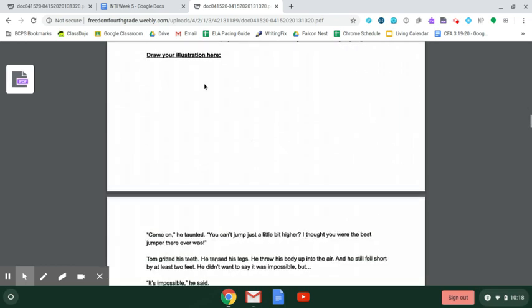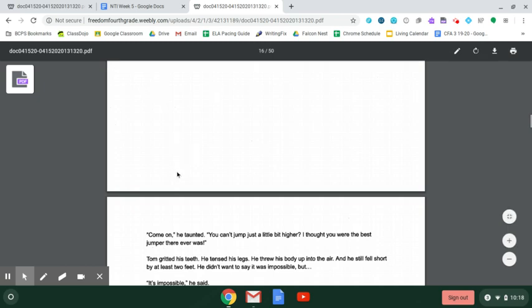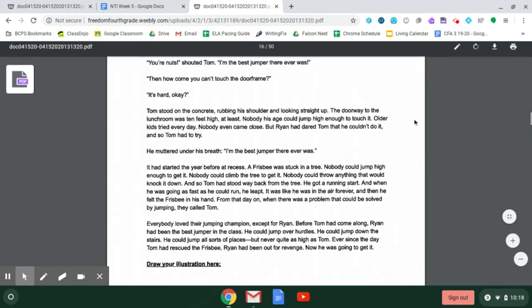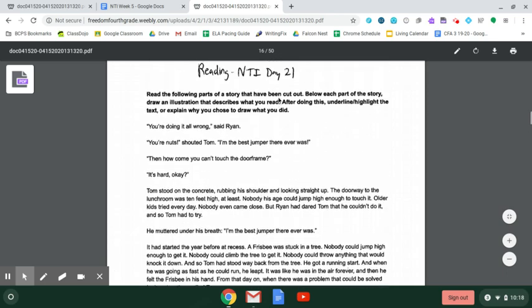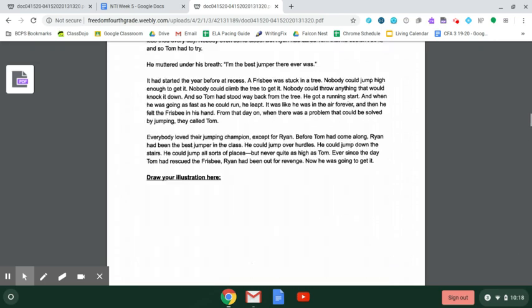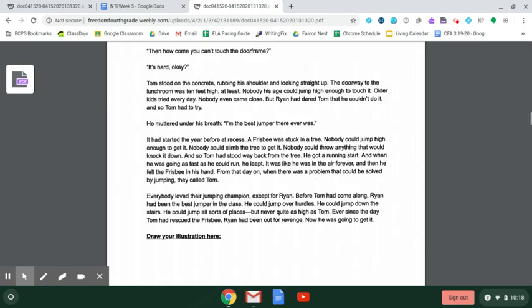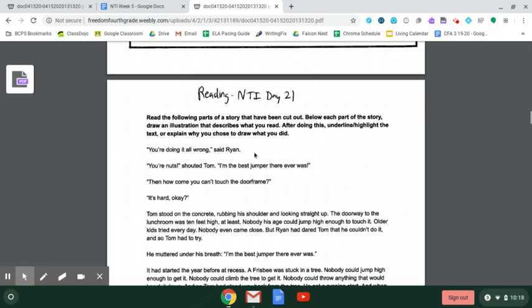So right here where it says draw your illustration, here is where I want you to draw a picture of what is happening in this text right here. Now, if this is not enough space for you, you can do this on a different piece of paper and include it with your packet. It also says after doing this to underline or highlight the text or explain why you chose to draw what you did.